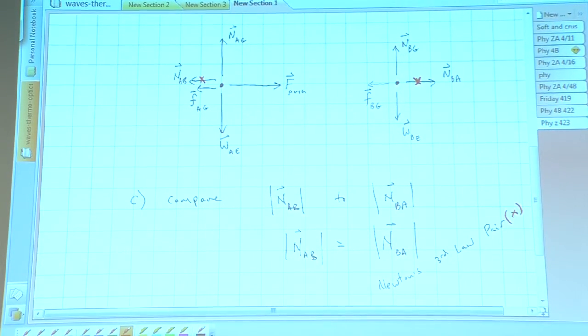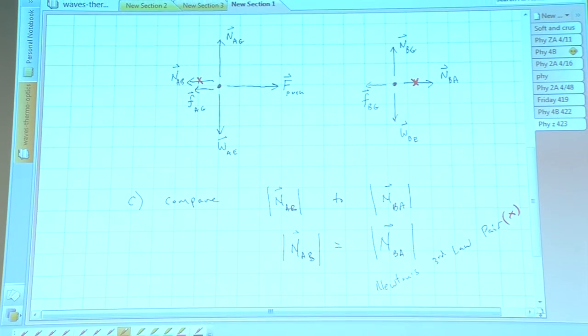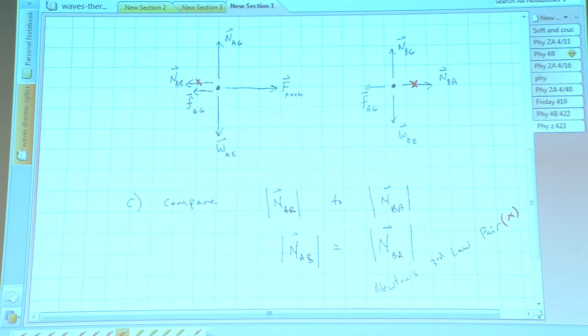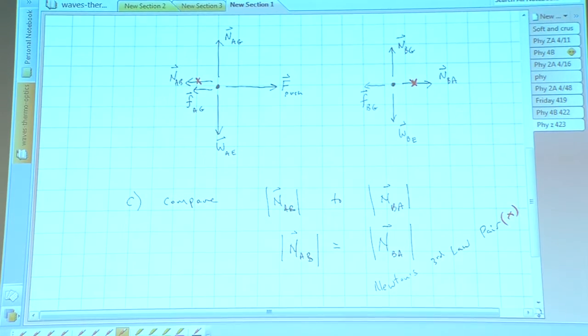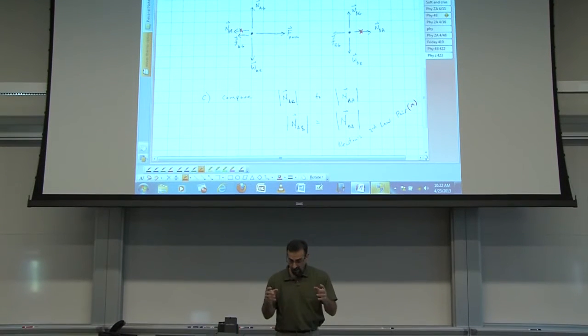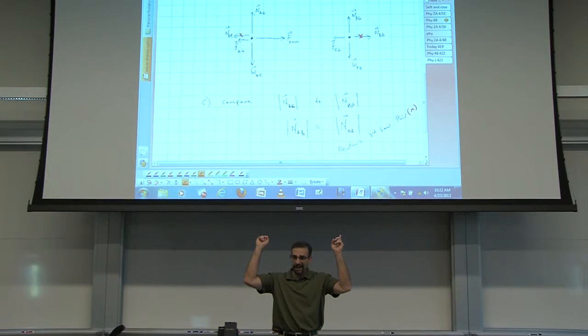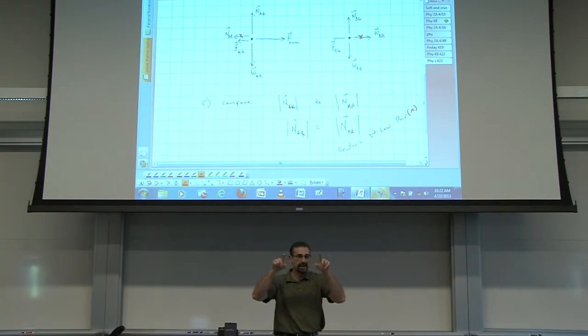And is there any other Newton's pair there? Anything else? Any other interactions that we're catching here? That's the only one. And the reason that's the only one is that it's an interaction between two objects, a Newton's pair. So we only have two free body diagrams here, object B and object A. So what can we have as a pair is A pushing on B and B pushing on A.